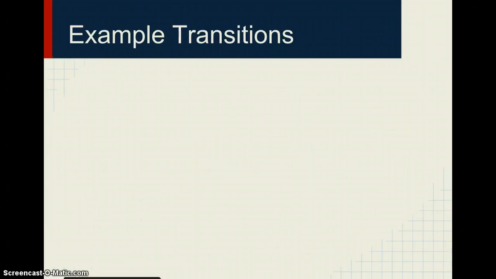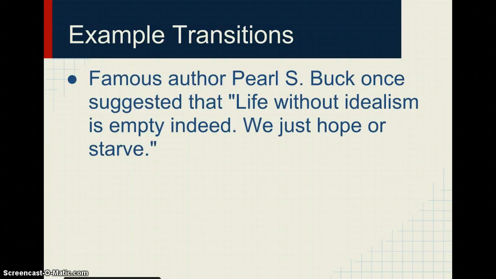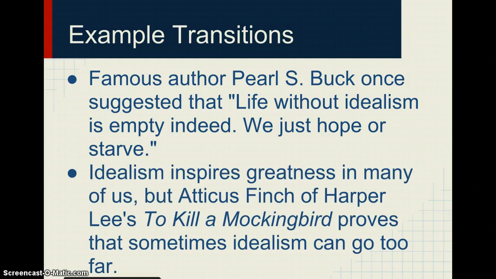Finally, let's look at a transition away from a quotation hook. Remember this hook that stated, "The famous author Pearl S. Buck once suggested that life without idealism is empty indeed. We just hope or starve." To transition away from this hook and into your essay, you might write something like, "Idealism inspires greatness in many of us, but Atticus Finch of Harper Lee's To Kill a Mockingbird proves that sometimes idealism can go too far." This transition is a bit different because it manages to combine the part that elaborates on the hook with the part that introduces the text into one sentence. This is tricky, but it can be done if your elaboration and introduction to the text are short enough.